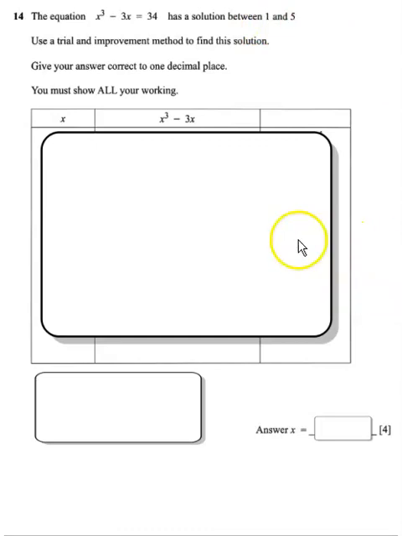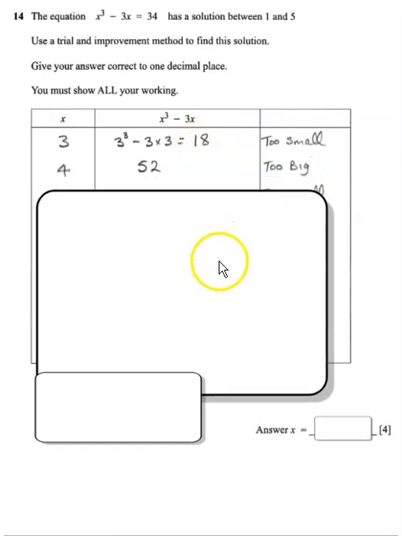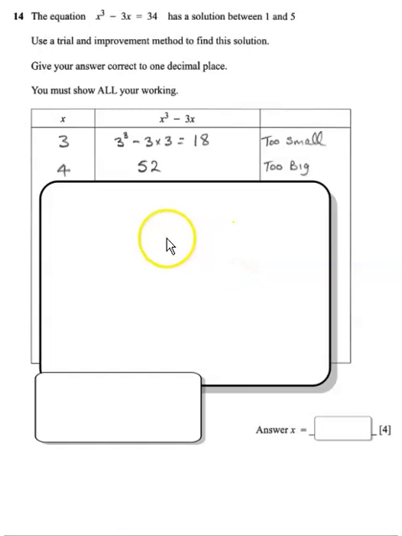So the first number I've picked really is 3. And what I do with this 3 is I substitute it into the x cubed take away 3x. And that's what's here. So 3 cubed take away 3 times 3 is 18. And when I check it against 34, I can see that that number here is too small. So the next one, I go to 4. And we substitute the 4 into that again, and we get the answer of 52. Check it with the 34, and it's too big. So we know the number is somewhere between 3 and 4.